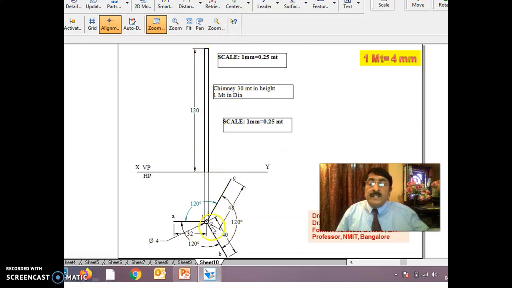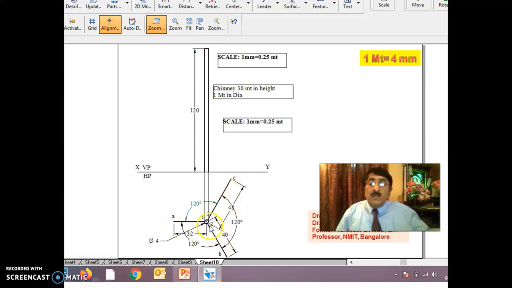These 3 wires support this slender vertical chimney so that it does not fall down because of wind pressure and all that. They have clearly given A, B and C are fixed to the ground. And 1, 2, 3 are fixed to the end of the chimney here. Okay, I'll come to that. 1, 2, 3 are fixed to the end of the chimney. A, B, C are fixed to the ground.